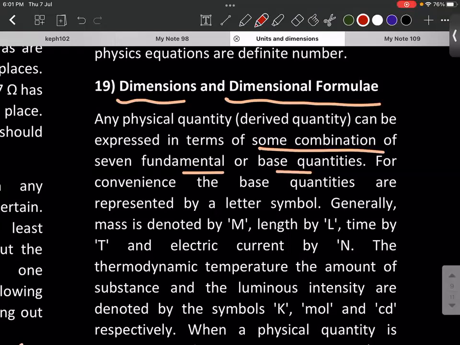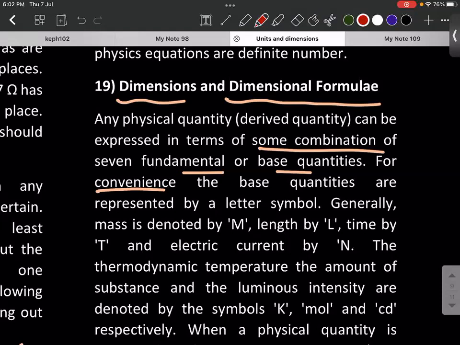Right. For convenience, we already have units. The unit stands for meter, second, kilogram, whatever you call it, right? So these are all the units that you have. But instead of units, they wanted to understand how many times a physical quantity depends on mass, and how many times it depends on length.